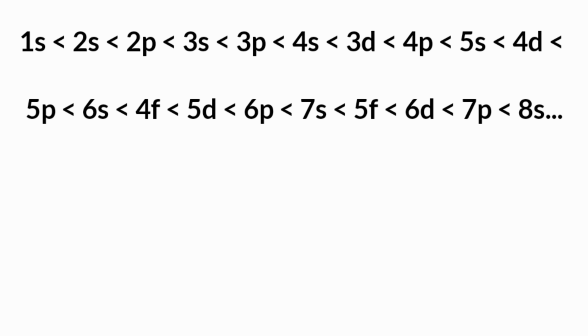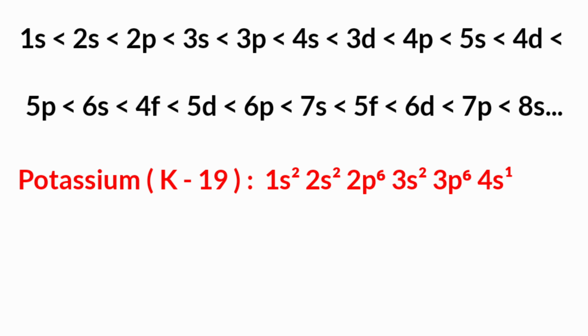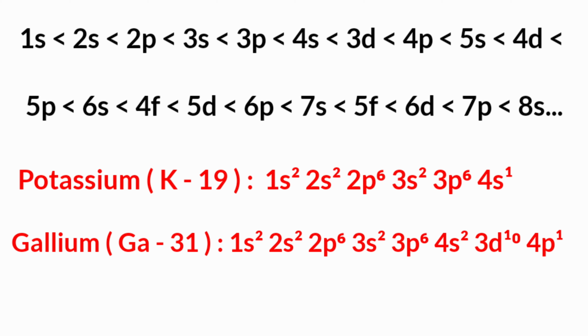Now let us look at some examples. Potassium 19, 1s2, 2s2, 2p6, 3s2, 3p6, 4s1. Gallium 31, 1s2, 2s2, 2p6, 3s2, 3p6, 4s2, 3d10, 4p1.